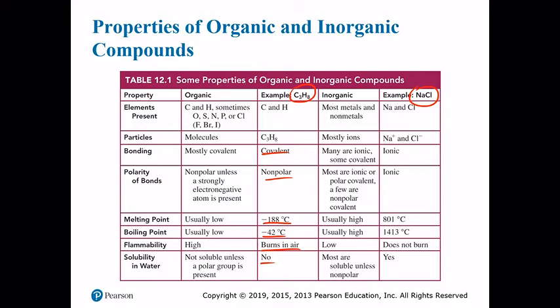Sodium chloride, on the other hand, has basically the opposite properties, right? It's ionic, where propane is covalent. The polarity of the bonds is ionic instead of being nonpolar. This leads to a high melting and boiling point, and it can't burn or combust in the presence of oxygen. And it can dissolve in water, because the water molecules are able to disrupt the ionic bonds.